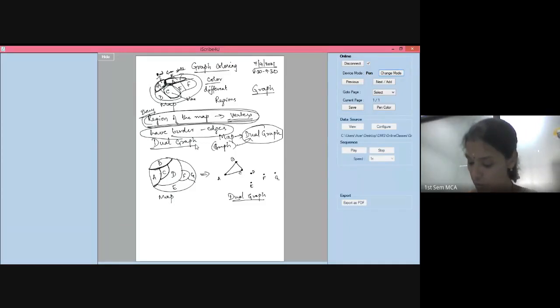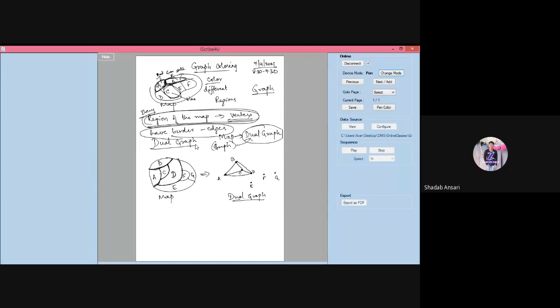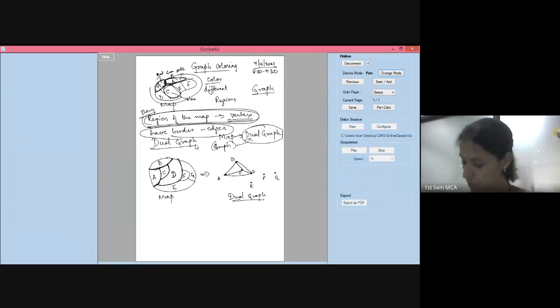Come to D. This is my D. Now D is sharing border with B. It is sharing border with C. It is sharing border with A also. So I should have an edge from B to D. I should have from C to D. I should also have from A to D. Are you understanding what I am trying to say? Yes, ma'am. Right.